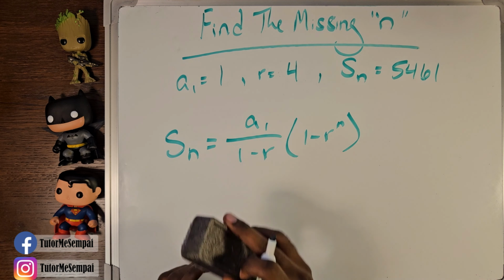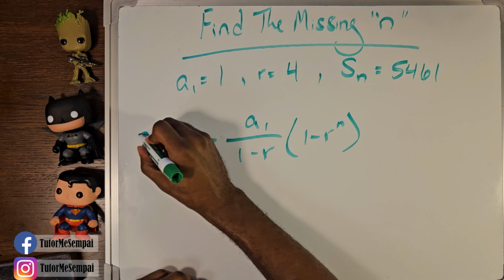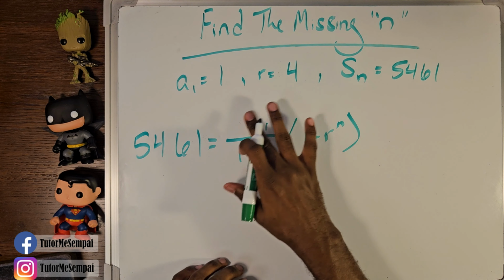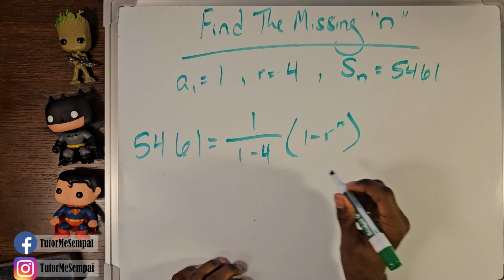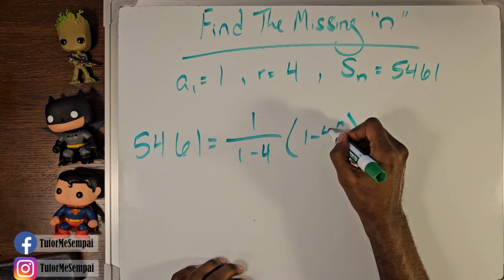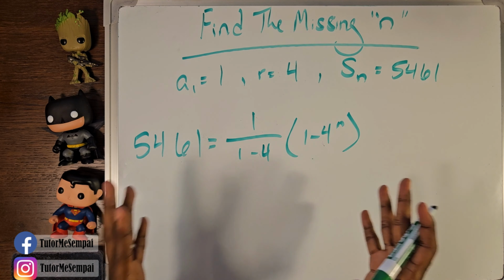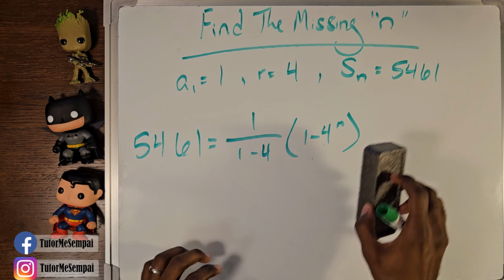So we know our S sub n to be 5,461. We know our A sub 1 to be 1. We know our R to be 4. We know this R to also be 4, but we don't know what our n is going to be. In order to get a little bit more space, I'm going to rewrite this, shrink it a little bit, and then do some simplification.